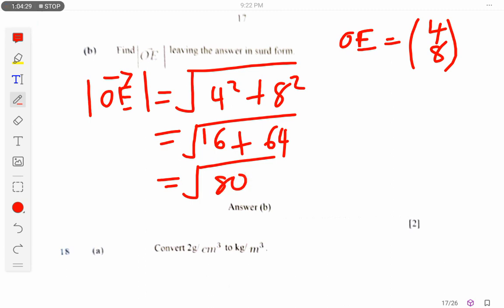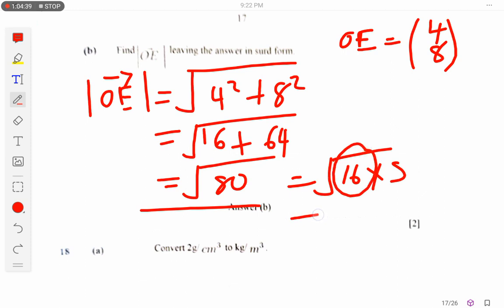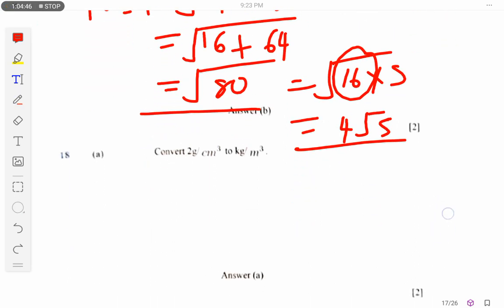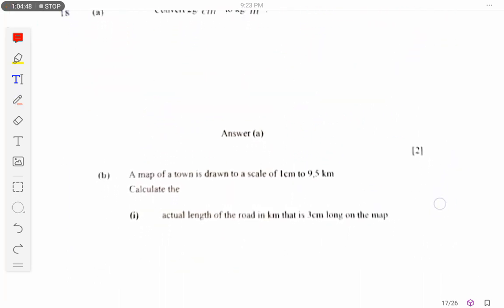In surd form, you can either leave it like that, but you can even simplify. 80 is the same as square root of 16 times 5, of which the square root of 16 we know is 4. So we can say 4 square root of 5 like that, okay? That will be a perfect answer there. Now let's move on to number 18.